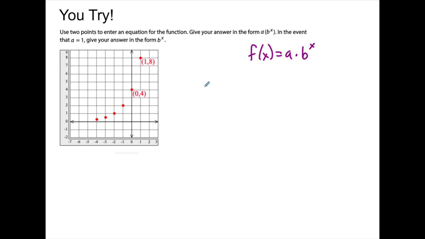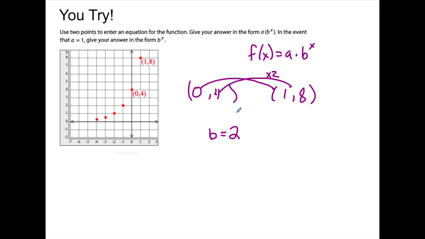Okay, so hopefully you used the points 1/8 and 0/4. So you can see that as you go up by one term, what's going on? And actually, we have these reversed, so it's probably good to look at it the other way. So we're going from 0/4 to 1/8. As we go up by a term, what's happening? The y's are doubling. So b, you multiply by b once, and you get 2. So b is equal to 2.